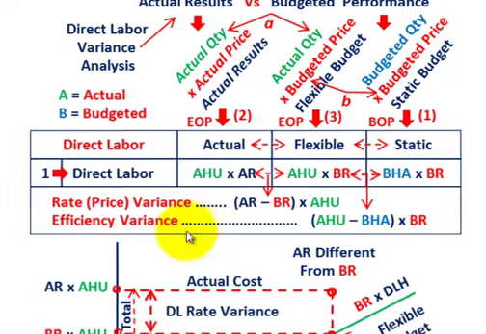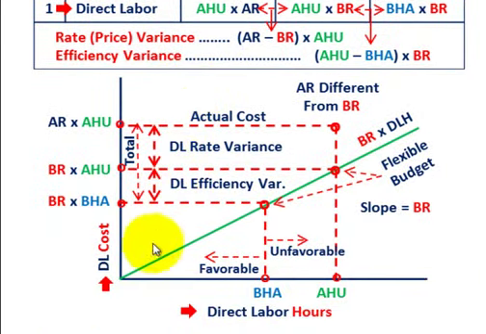Okay, so now let's go down and look at our graph. Along our x-axis is our direct labor hours, and along our y-axis is the direct labor cost. The other thing we have in our graph is that everything's built around this flexible budget, and that's really taking the budgeted hourly rate times the direct labor hours.